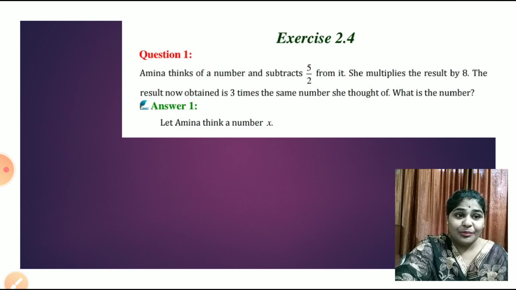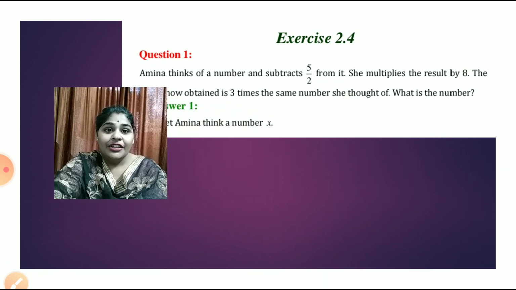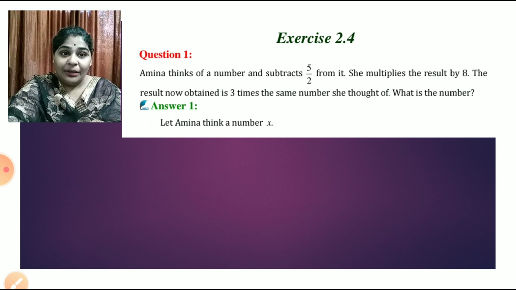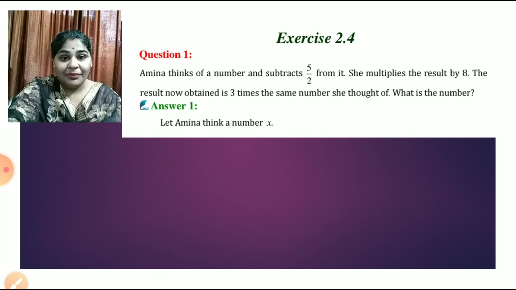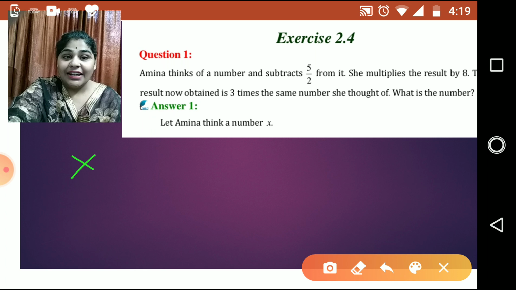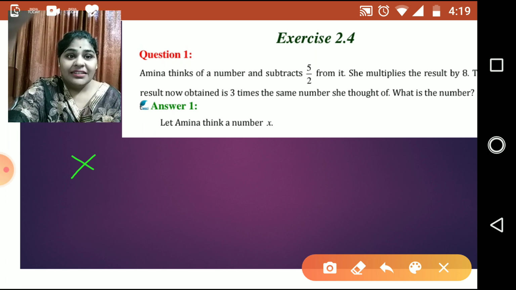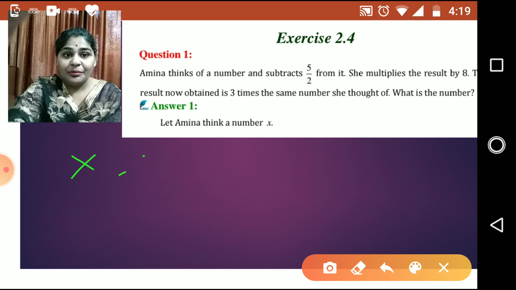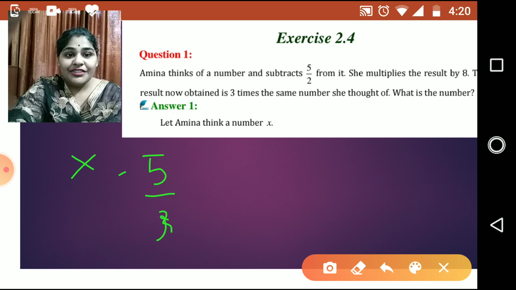So here is question number 1. Again we are going to see the word sums, right, children? So the first one is: Amina thinks of a number. Now which number? We don't know. So suppose I take the number Amina thinks of as x, and subtract 5 upon 2 from it. So from x I subtract 5 upon 2, right?